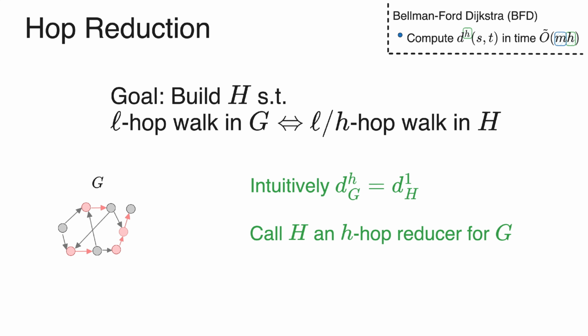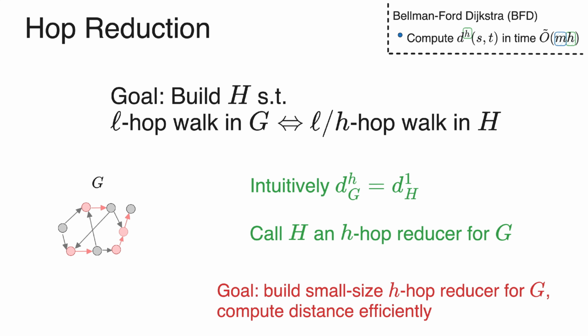So how does this help? Let's say we can build some small-size hop reducer for G. Then instead of computing distance in G directly, we can work in the hop reducer. And because it has small size and the hop count is reduced, we can compute the distance efficiently.